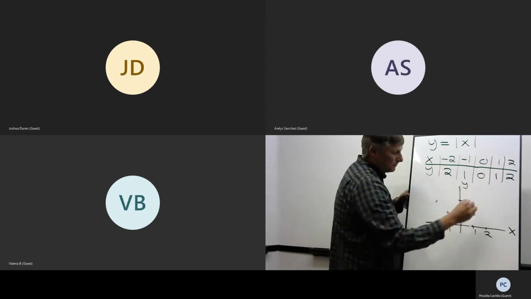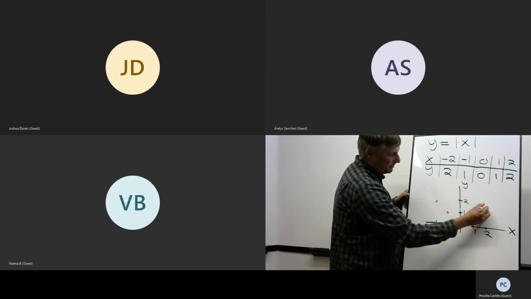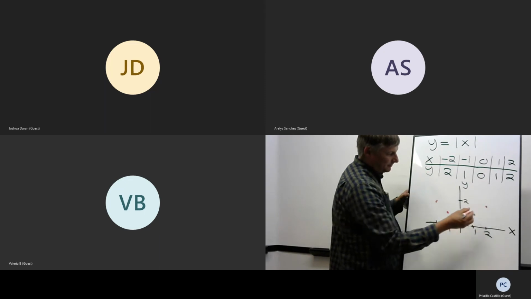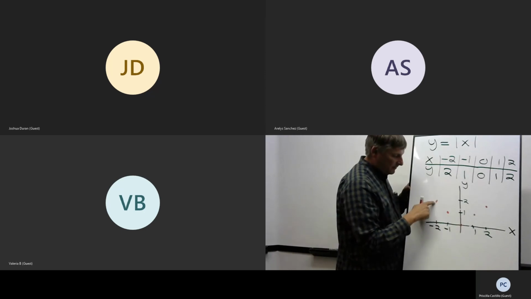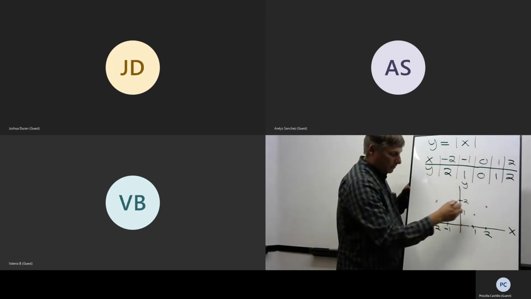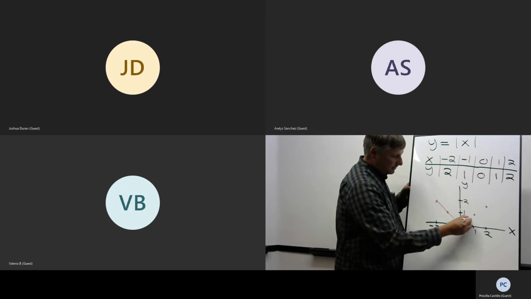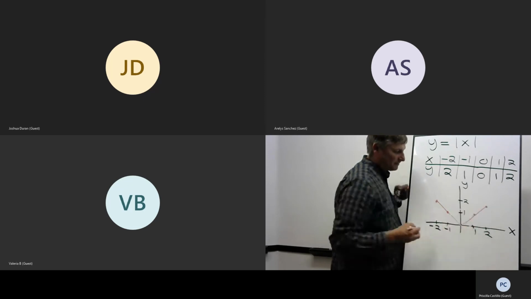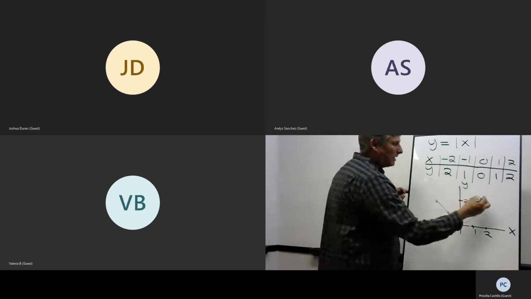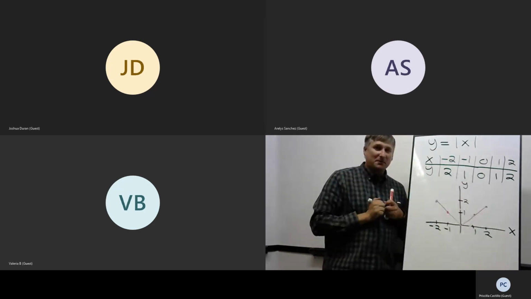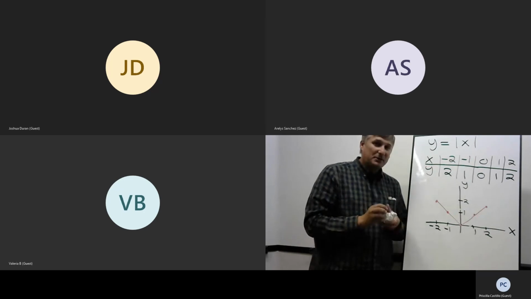And then for 2 and 2, I walk out to 2. And in this case, I go up to 2. And then I connect my points from the left point to the rightmost point. So here to here to here, here to here. And this would be y equals the absolute value of x. Questions about that?